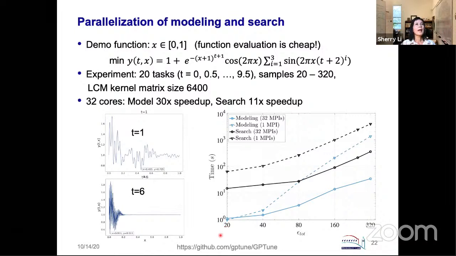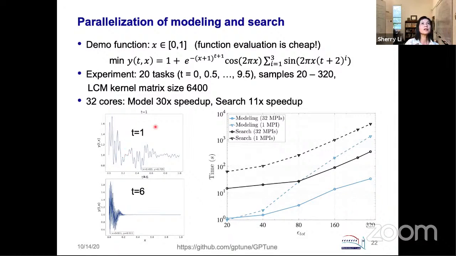The experiment here I'm doing is 20 tasks, where t is the task, ranging from 0 to 9.5. For each task, we do 20 to 320 samples. So with 20 tasks times 320 samples, your big LCM kernel matrix size will be the product of 320 times 20, so it's 6,400. This is the linear algebra problem where you want to solve the linear system with this covariance matrix, on 32 cores.